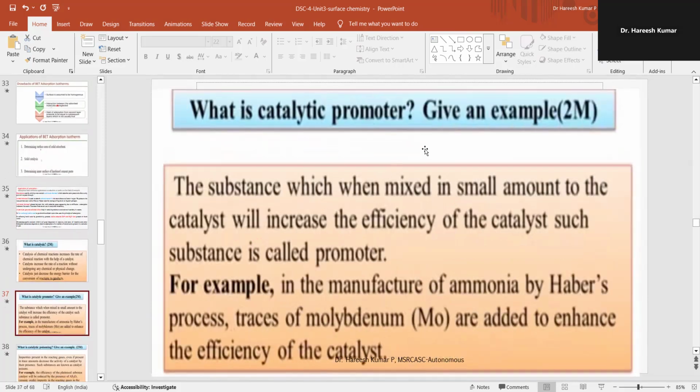What is a catalytic promoter? Give an example. The substance which, when mixed in a small amount with the catalyst, increases the efficiency of the catalyst. Such substances are called promoters. For example, in the manufacture of ammonia by the Haber process, traces of molybdenum are added to enhance the efficiency of the catalyst.